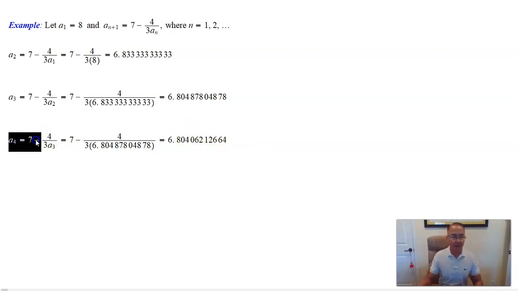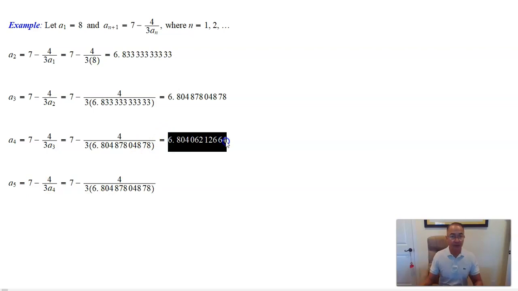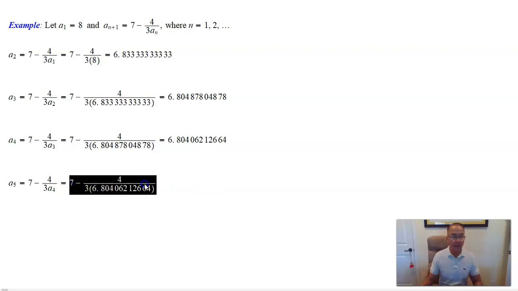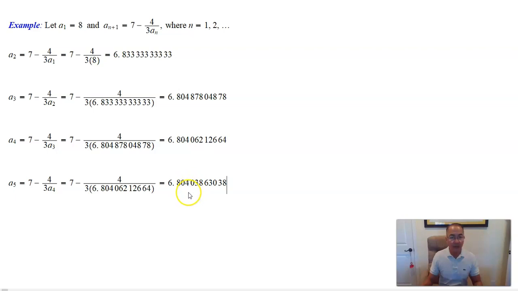Let's go through it one more time. So we want now a sub 5, 7 minus 4 over 3 times a sub 4, which means that we replace this number by a sub 4, and we compute the number. We get 6.804038. So that didn't change very much. Okay, it's kind of slowing down, don't you think?